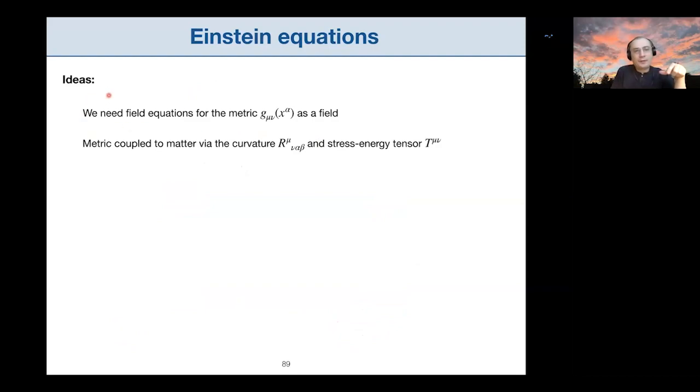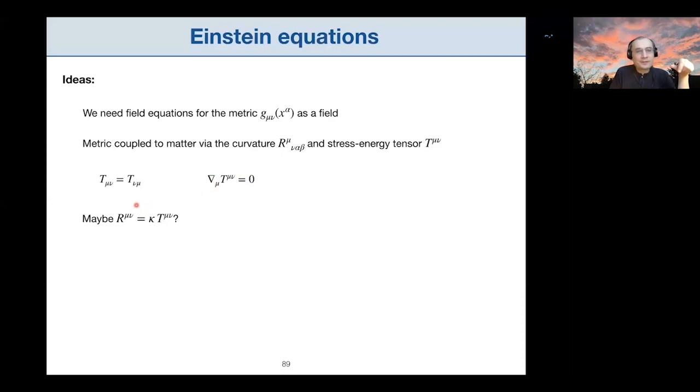So we need field equations for the metric g mu nu as a field. We don't treat it as a stationary background as in special relativity. It's a field with its own dynamics and should couple to matter, preferably via the curvature tensor, and should couple to the stress energy tensor of the matter. We know that the stress energy tensor is not arbitrary. It's a symmetric quantity, and it's also conserved in the sense that we've got the local conservation law. In special relativity, it's just the standard derivative, the standard divergence, which is equal to zero. We promote it to the covariant divergence in general relativity.